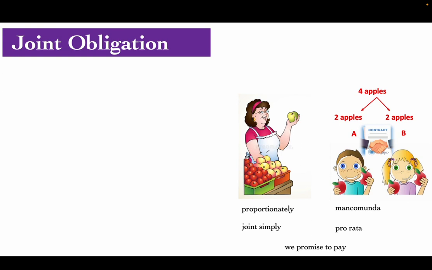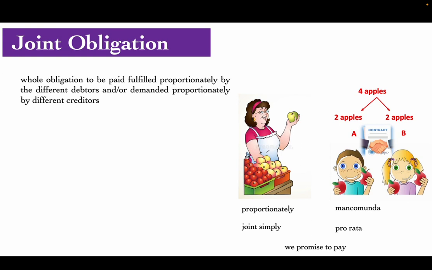What is joint obligation? Joint obligation occurs when the whole obligation to be fulfilled must be paid proportionately by the different debtors and or demanded proportionately by different creditors.